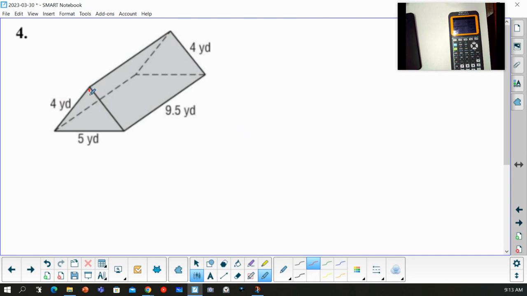Let me draw a line right here. We need the height of the end right here. We need the height of this base because it's a triangle, and we're going to need to find the area of this triangle because the surface area of a pyramid is the lateral area plus 2 times the area of the base, right? There's two bases. I have to find those, lateral area as well. The lateral area is the perimeter of the base times the height of the prism itself.